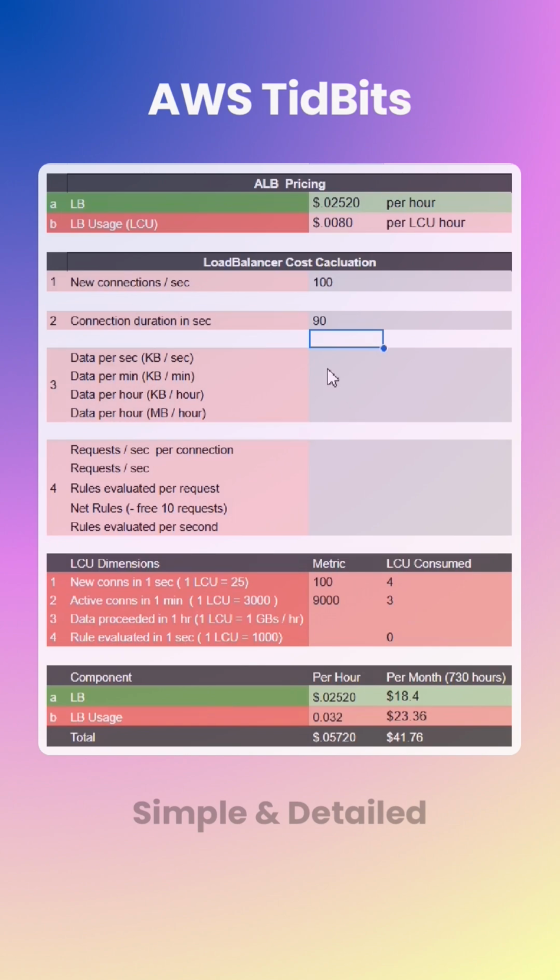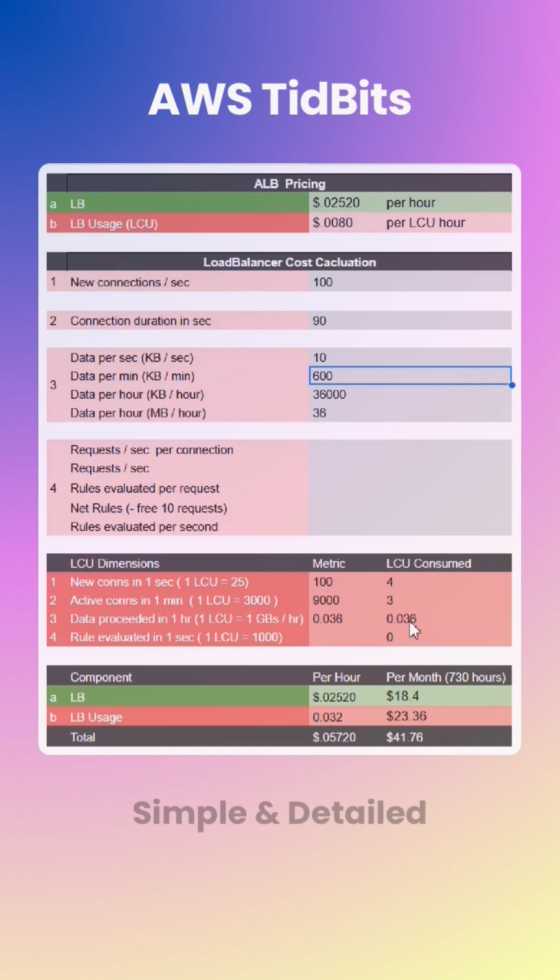Next is the data processed by the load balancer in 1 second. Let's say it's 10 KB and it includes both the request and response data sizes. Upon conversion, we have the value of 0.036 GBs per hour and the LCU consumed is the same value.